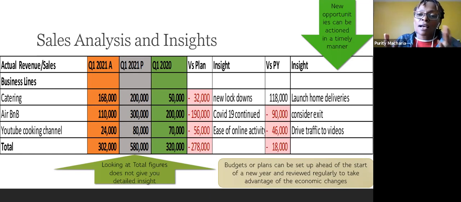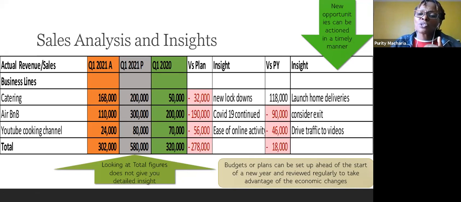But you then tell yourself, okay, how did I do in 2020, the same period? Which is why I'm saying you have to have proper records. So you go back to your records and you discover, from catering, I only did a sale of 50,000. From the Airbnb, I actually did very well and did 200,000. And from the YouTube channel, 700,000. So you can see these total figures here. I have 2021, I have 302 against what I had hoped for, which is 580,000. And against last year, which should have been a worse year, I made 320,000.